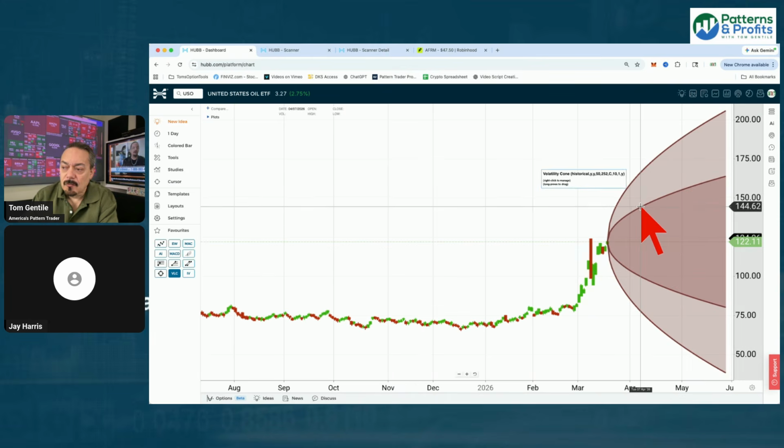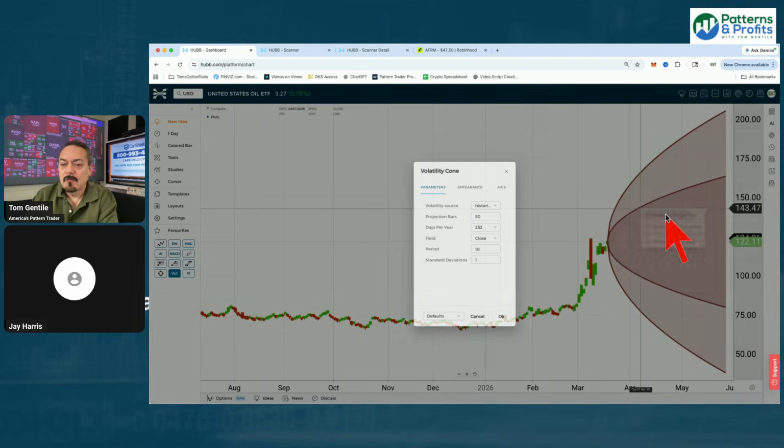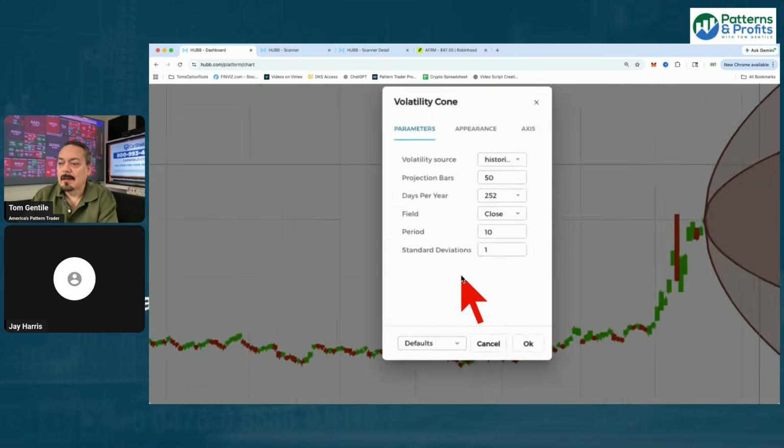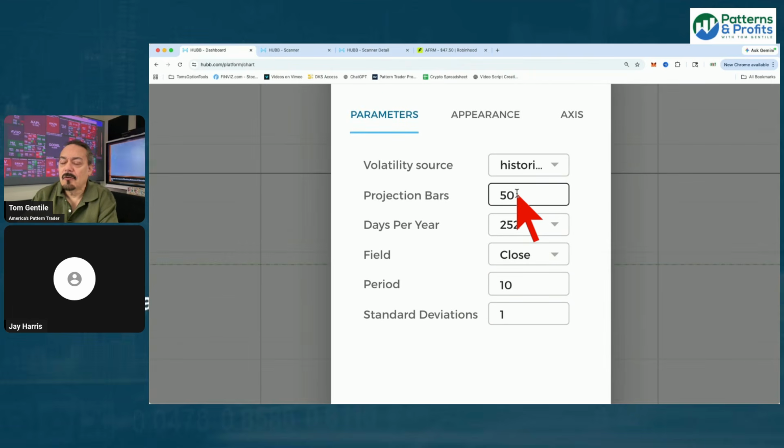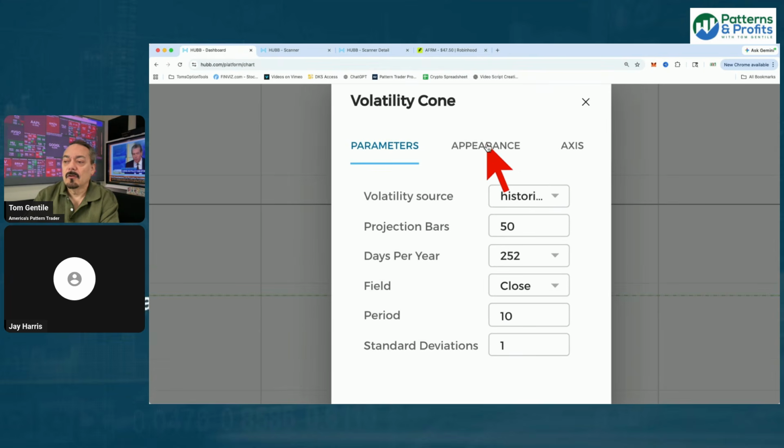Now, to change the cone settings, if I want to look at shorter term opportunities, I can change these cone settings by right clicking on the cone and bringing up the volatility cone settings. And then I can project my bars out. Right now I have it 50 bars out when I'm looking at USO, but I can change that and make it 20, which would be a month, or 40, which would be 2 months. You can bring those periods back and forth by how you want to look at that.